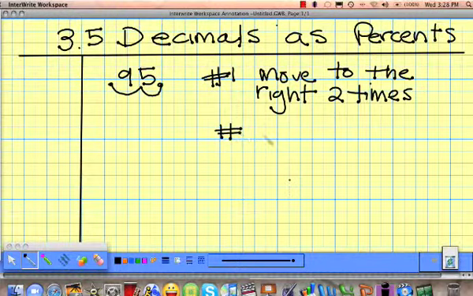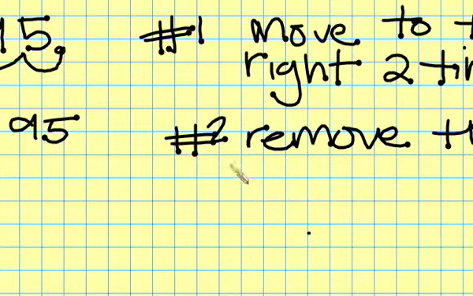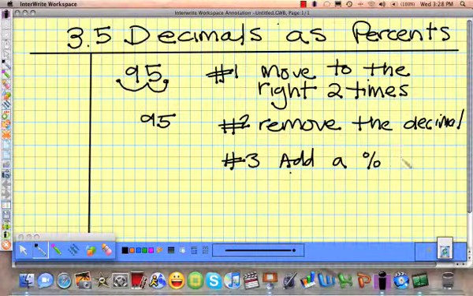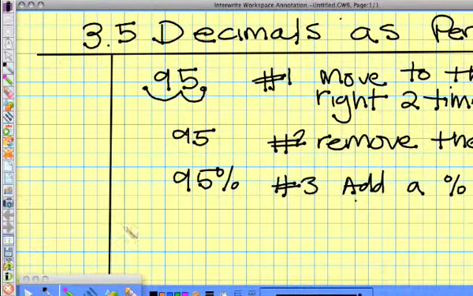Step number 2, I'm going to remove the decimal. So I want you to remove it. So we're going to write it just as 95. And I want you to go ahead and think about, what do you think I'm going to add to this if I'm turning a decimal into percent? Yep, you guessed correctly. If you said add a percent, you are correct. So we're going to make this a 95%. Tell me, easy or what? Piece of cake.